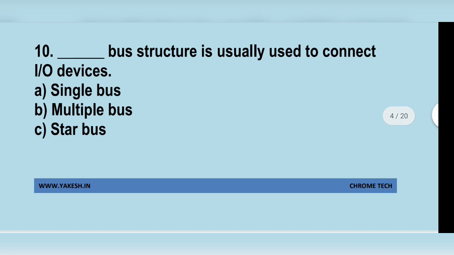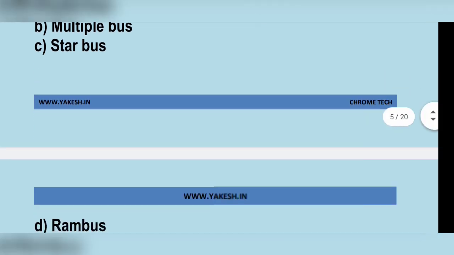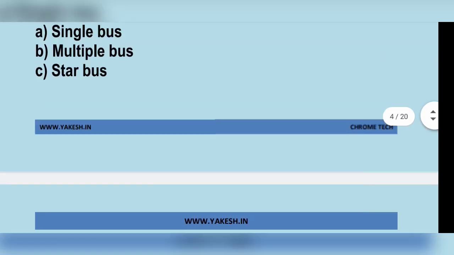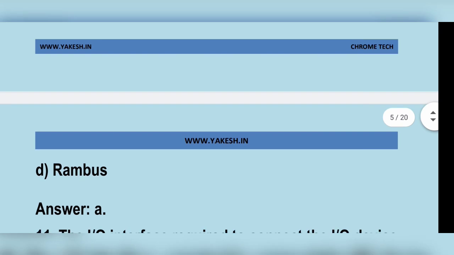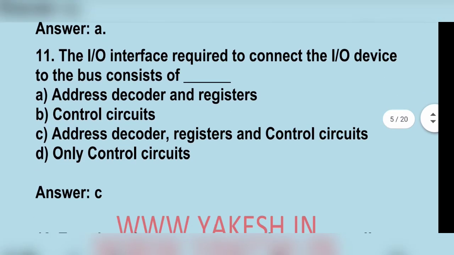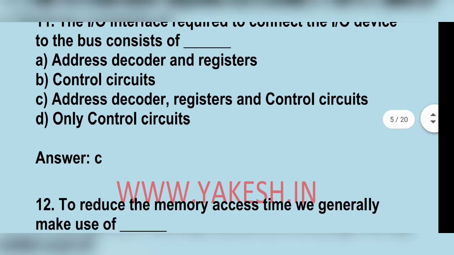Next question. Dash bus structure is usually used to connect I/O devices. Option A, single bus is the correct answer. Single bus structure is usually used to connect input-output devices. The I/O interface required to connect the I/O devices to the bus consists of option C, address decoder, register, and control circuits. Option C is the correct answer.